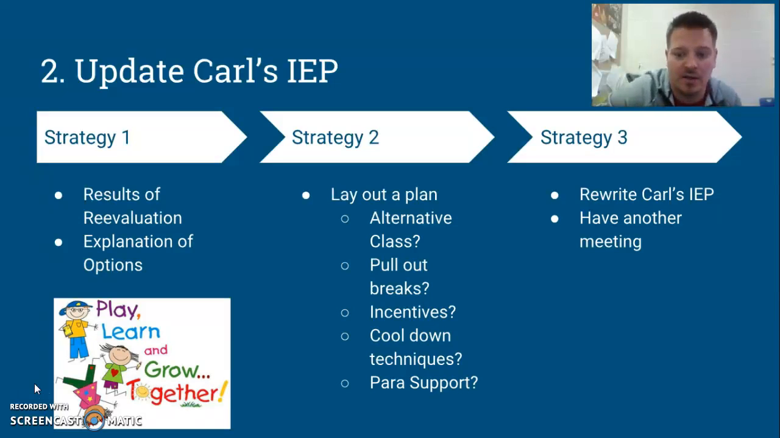And then it'll be to rewrite Carl's IEP, have another meeting with everybody, agree on it, sign it, and put it into action.